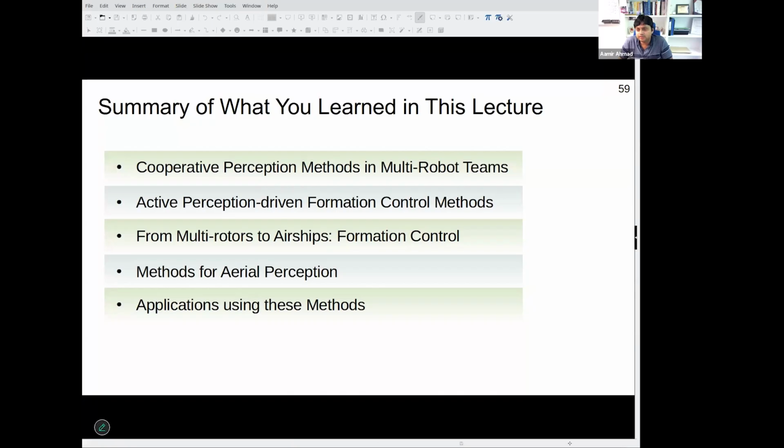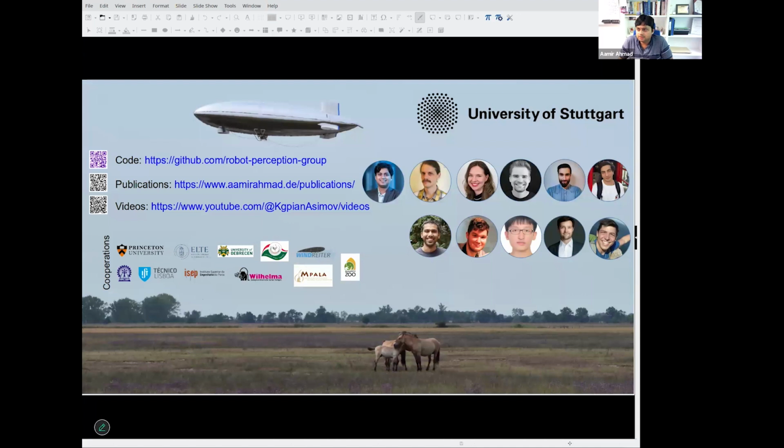And then we also saw very briefly how we move from multi-rotors to airships, and there are issues with formation control and so on that need to be addressed. And we saw some overview of different methods for aerial perception that we've been doing in the project WildCap. And then finally, how these applications, basically the animal use case application in this case, using these methods and showing loopholes in the methods, and basically giving rise to new challenges for which we have to develop new methods.